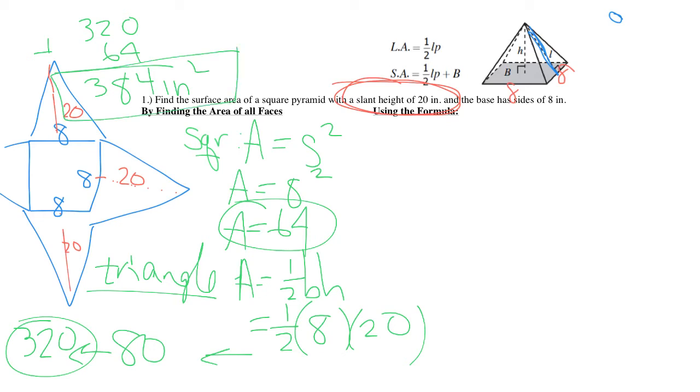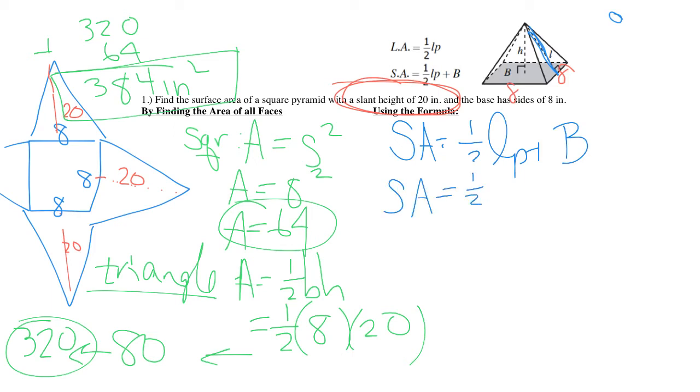All right, now let's try the formula. The formula says 1/2 LP plus capital B. L, again, is our slant height, and that is 20. P is the perimeter of the base. Remember, the base was a square, and it's 8 inches on each side, so the perimeter of the base would be 8 times 4, which is 32. And the area of the base would be 8 times 8, which is 64.